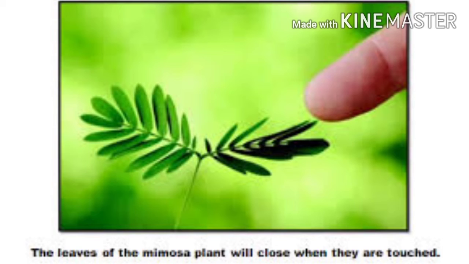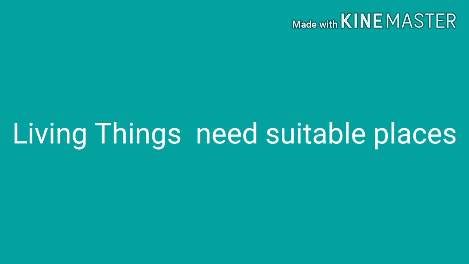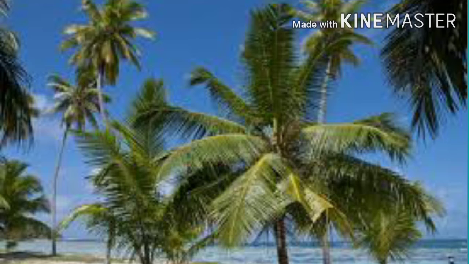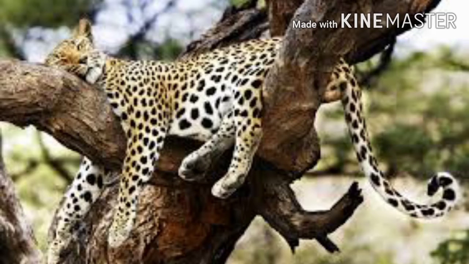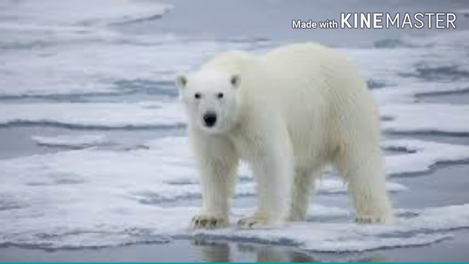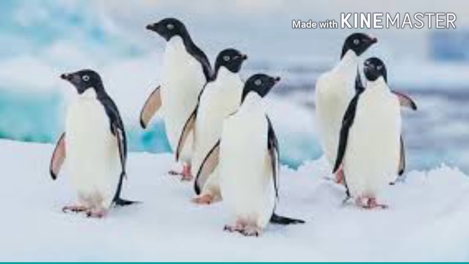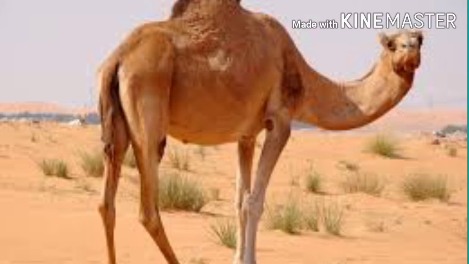The next topic we are going to see is that living things need a suitable place to live. All living things need a suitable place to live. For example, the coconut tree grows in warmer regions, whereas the apple tree grows in colder regions. Likewise, cheetah, polar bear, arctic fox, penguin and others live in the polar regions, whereas wild ass, camel and others live in the desert. So, living things need a suitable place to live.